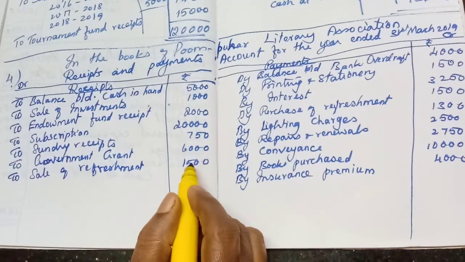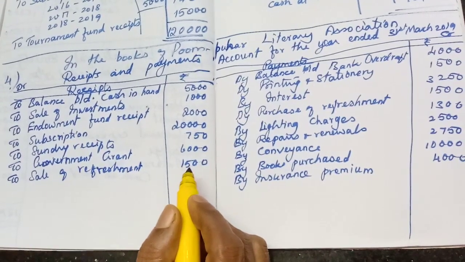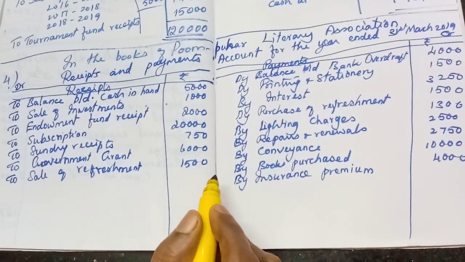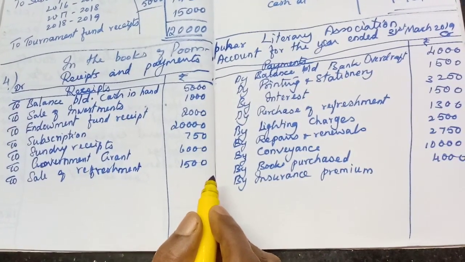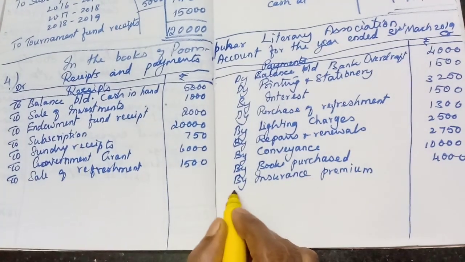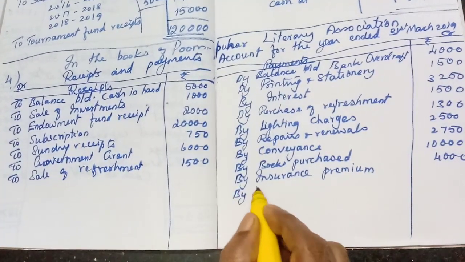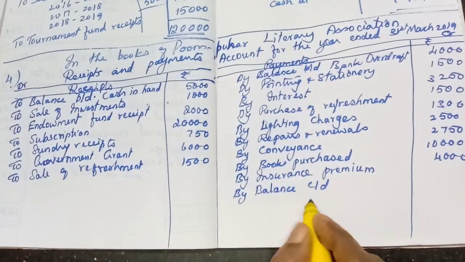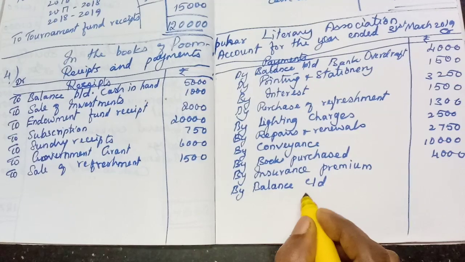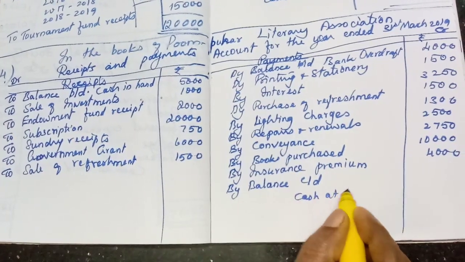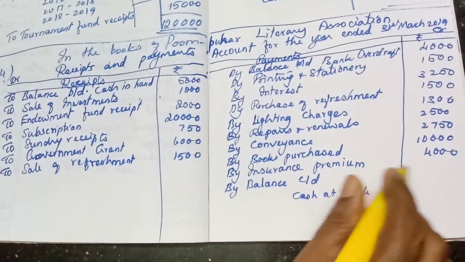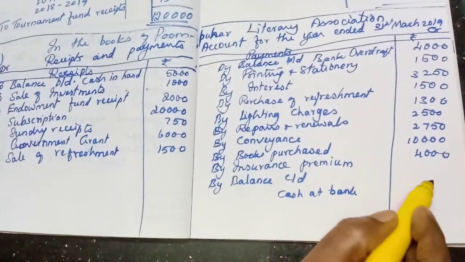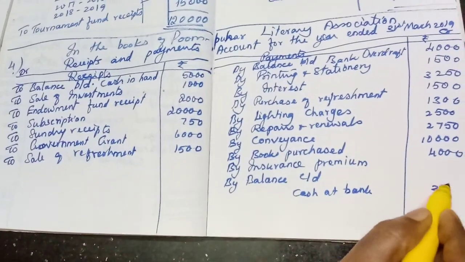$1,500. The depreciation will not be coming because it is not an actual payment. It is a reduction in the value of an asset. So don't enter this one. Then cash at bank closing, we have to write by balance carried on. Carried on. It is cash at bank. The balance may be cash in hand. Okay, 2000. Outside also we can write, okay, 2000.